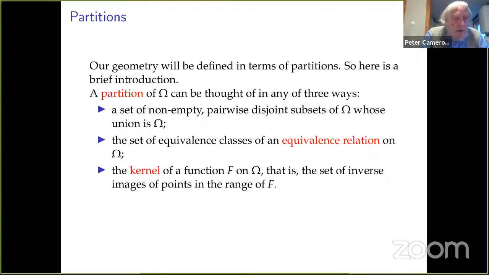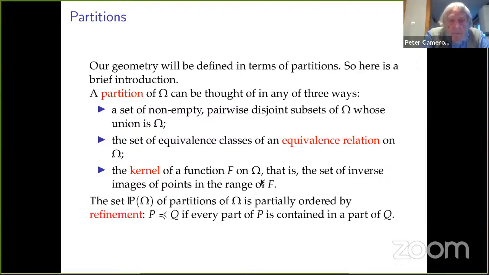And another way, which, since one of the four of us, Rosemary, is a statistician, statisticians think of this as the kernel of a function. So you have a function on omega. You don't care where the function maps omega to, but what we do care about is: take the points in the range of F, take their inverse images, and that will form a partition of omega. So all the points that map to A is one part of the partition, all the points that map to B is another part, and so on. So that's another way of thinking about a partition. So that's what a partition is.